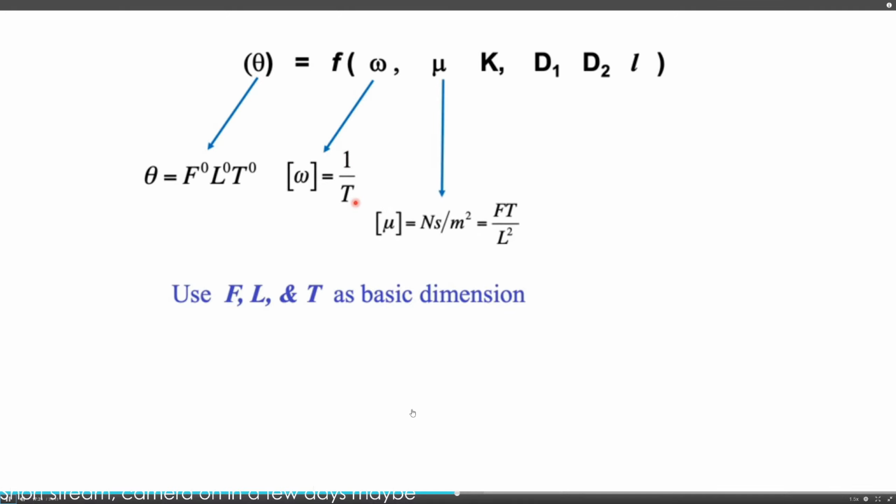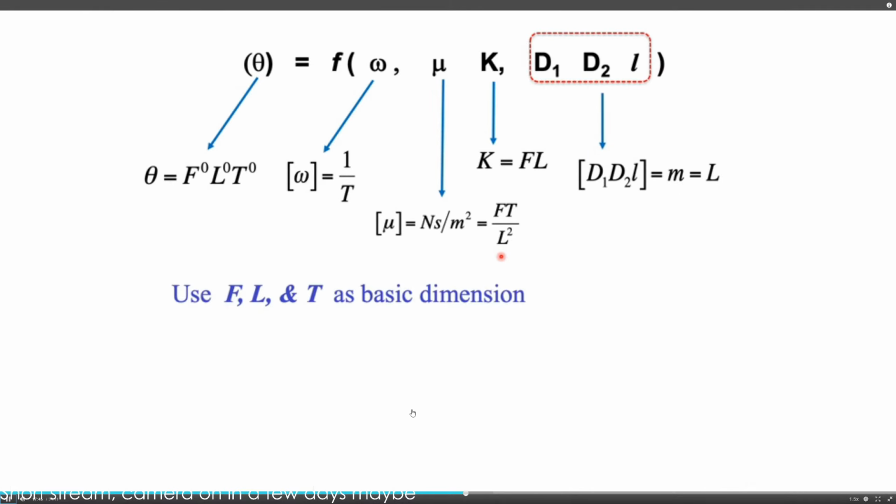Viscosity is Newton second per meter squared. Very conveniently, Newton is force, so it's F, time, and then per length squared. K is the stiffness constant, force times length, Newton meter. The diameters D1, D2, and L have the unit meter. Now there are 7 variables, and with 3 basic dimensions, M equals 3, therefore you have 4 pi groups.